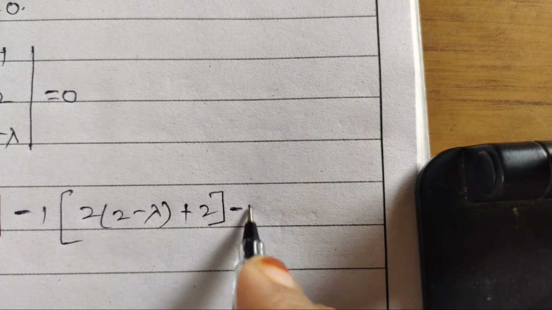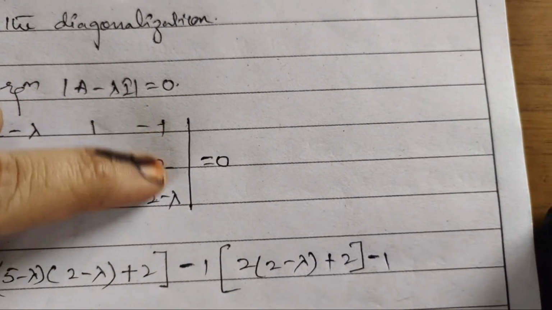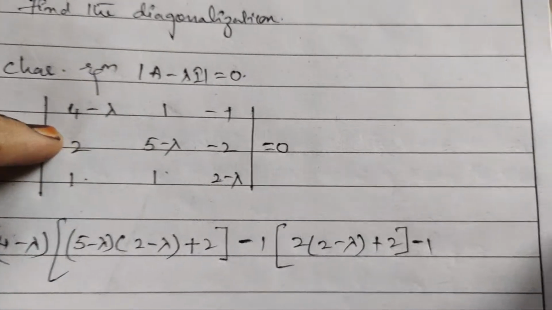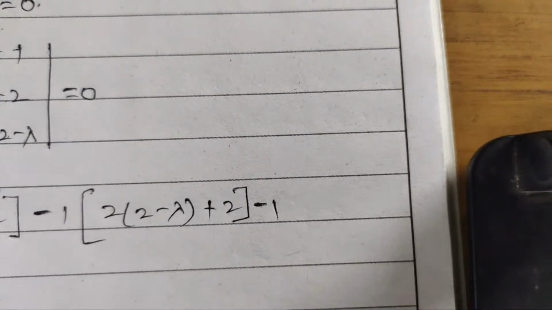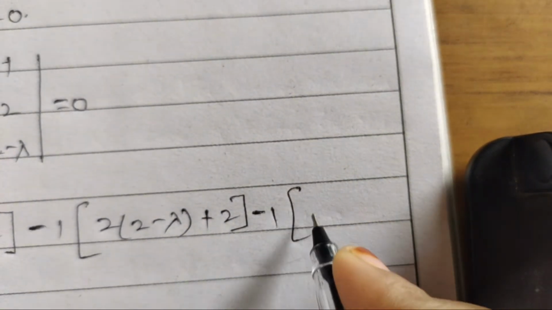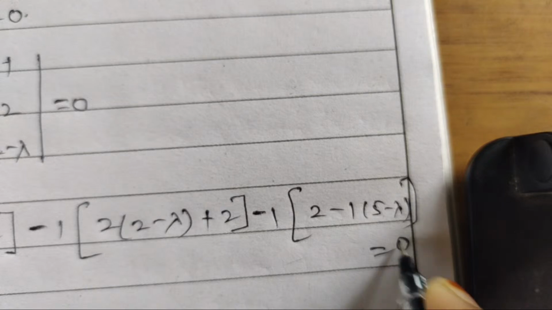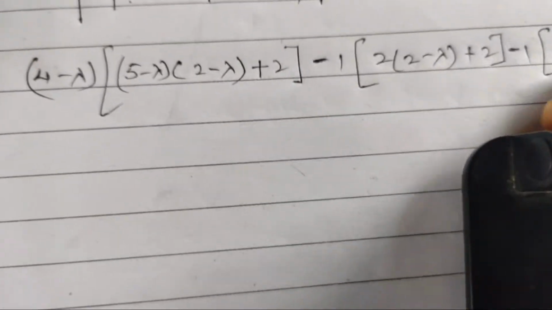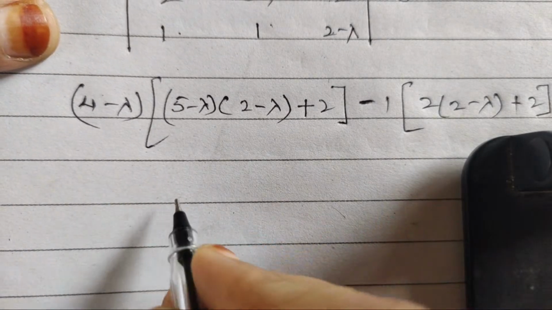Next it's minus 1, again you see here. This row, this column and row get cancelled. You are left with these elements: 2, 5 minus lambda, 1 and 1. So with that what are you going to get? It's 2 minus 1 into 5 minus lambda, which is equal to 0. When we solve this completely, we are going to obtain one polynomial equation.